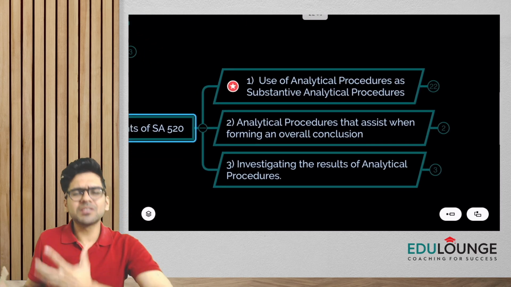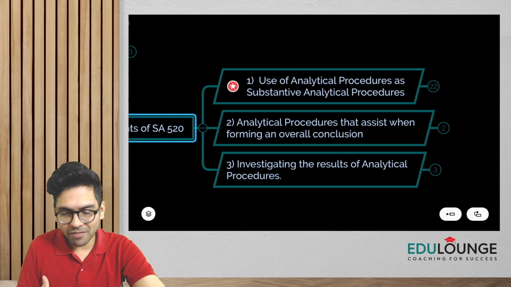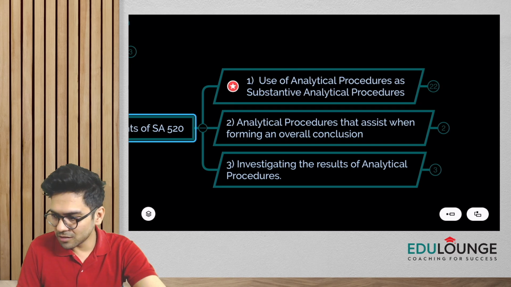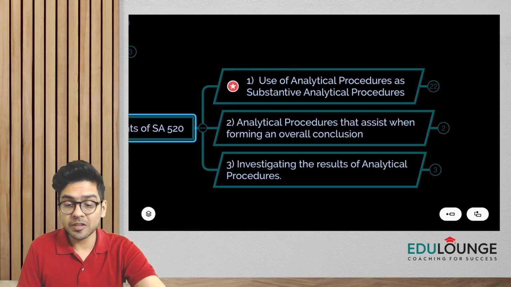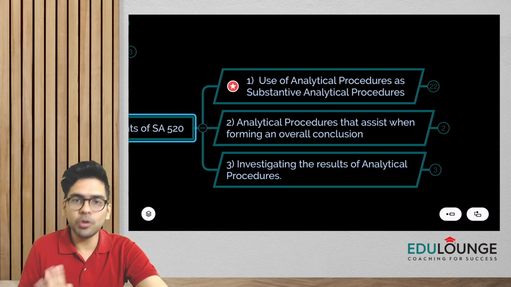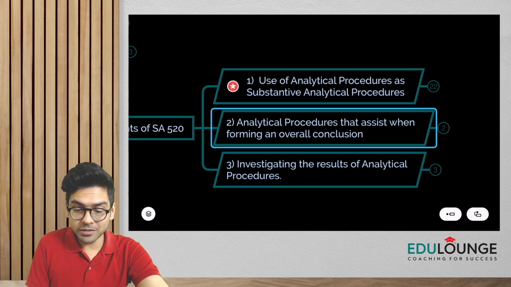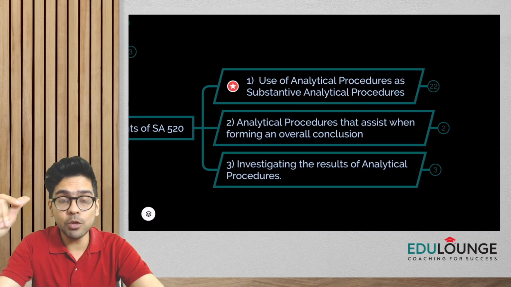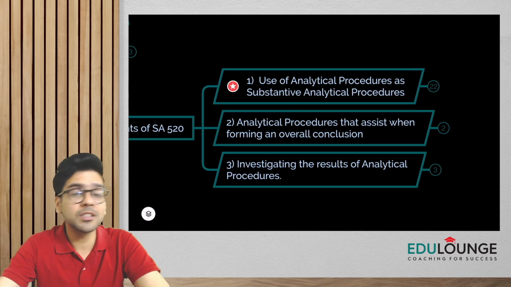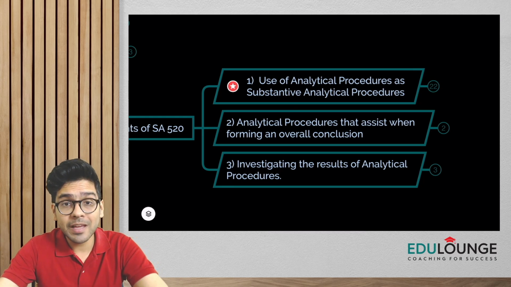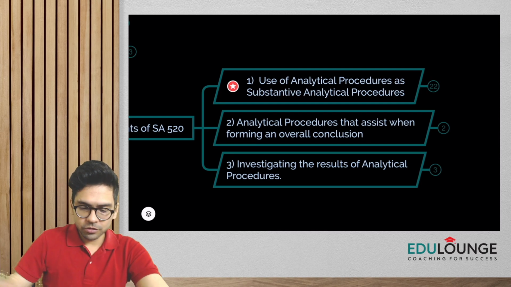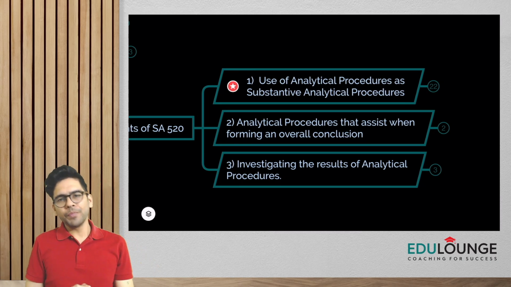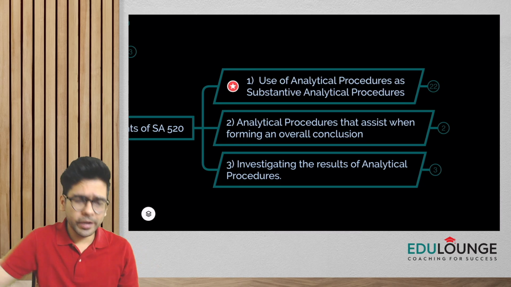So we have just 3 points to cover, guys. If you can see on the screen, we have just 3 requirements. First, when will you use analytical procedure, or what are the conditions of using analytical procedure as substantive analytical procedure? Second, how to use analytical procedure towards the end of the audit, I mean, when you are towards the completion stage. And finally, did I not tell you this? In the definition of analytical procedures, I told you that analytical procedures encompass investigations also. So third is investigating the results of analytical procedures. Let's quickly go through them, guys.